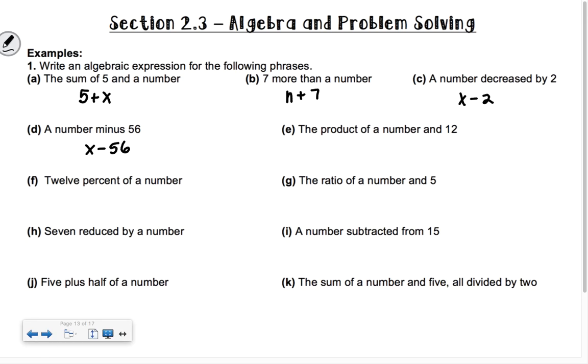Exactly. These are very, very easy, right? This is why it's on WebAssign this time, because they're just quick things that you can put in. I won't even make you write things down. The product of a number and 12. Product means multiply, right? So we have x times 12, or you can write 12x, right?